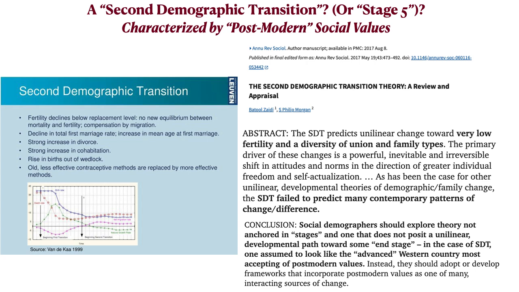The article on the right, more recent, I'll just read the conclusion here. "Social demographers should explore theory not anchored in stages and one that does not posit a unilinear developmental pathway towards some end stage, as in the case of the second demographic transition. One assumed to look like the advanced Western countries, most accepting of postmodern values." And I think that's spot on.